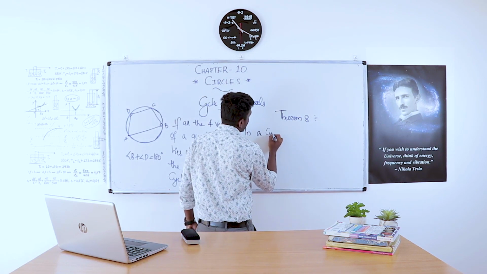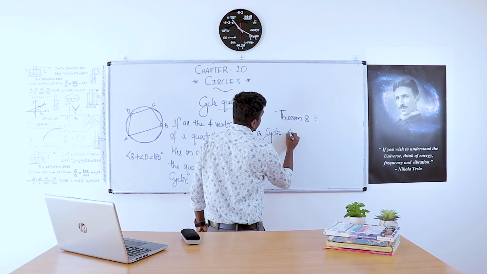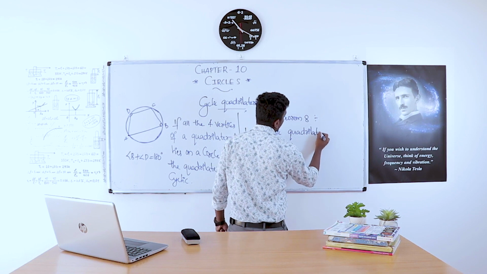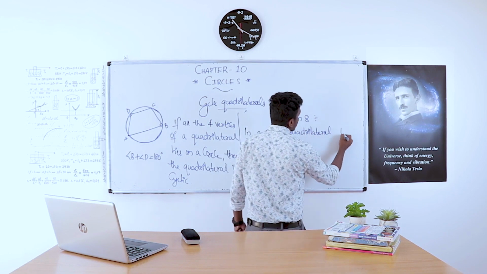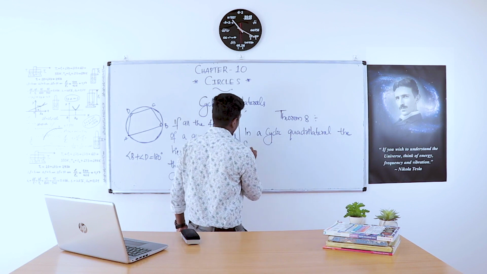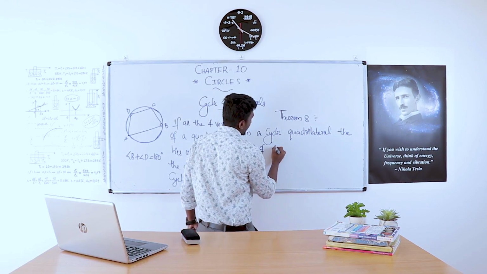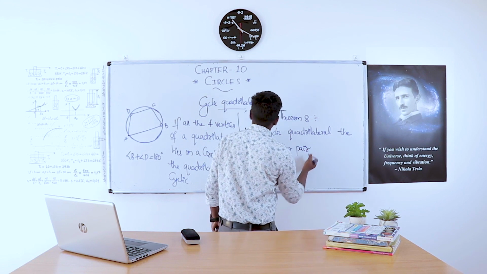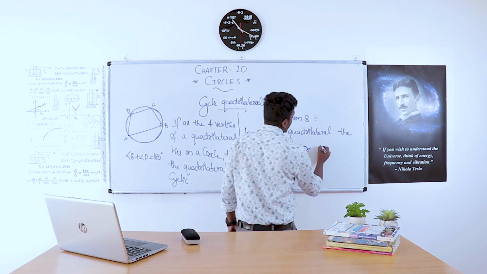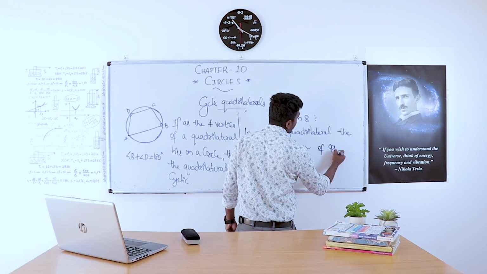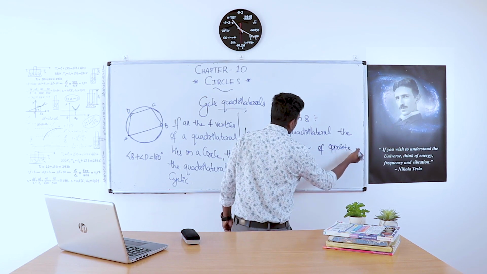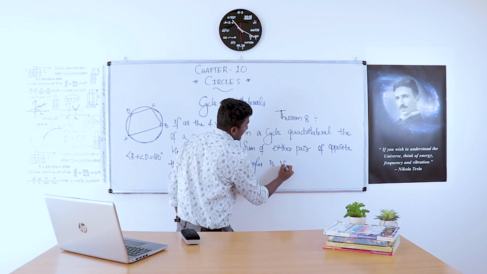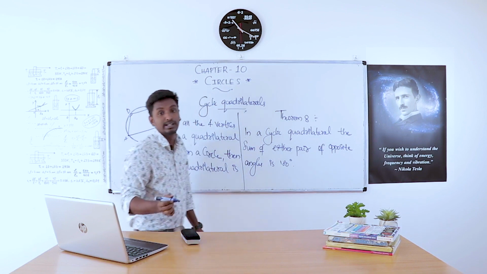In a cyclic quadrilateral, the sum of either pair of opposite angles is 180 degrees.